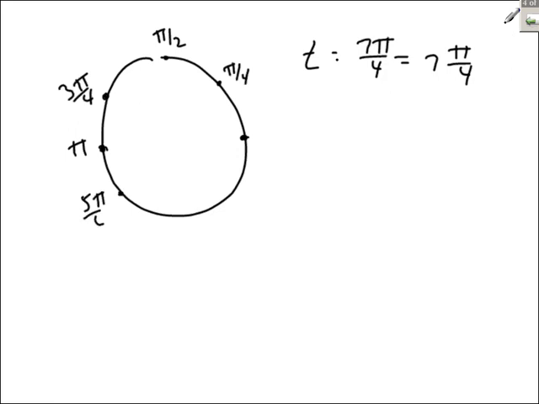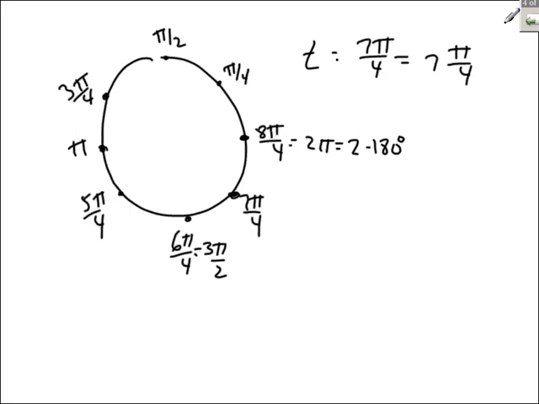5 pi over 4. 6 pi over 4, better known as 3 pi over 2. 7 pi over 4. And here is 8 pi over 4, or 2 pi. Now remember, since pi is 180 degrees, 2 times pi is 360 degrees, which means we went all the way around the circle. This is also 0 pi over 4 right here.